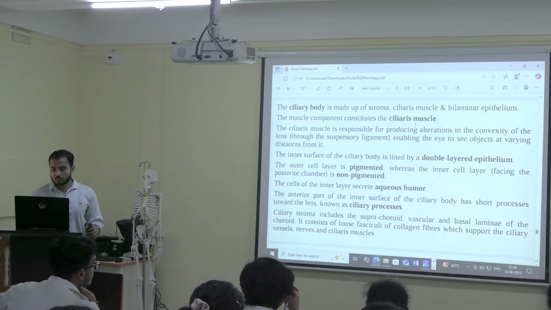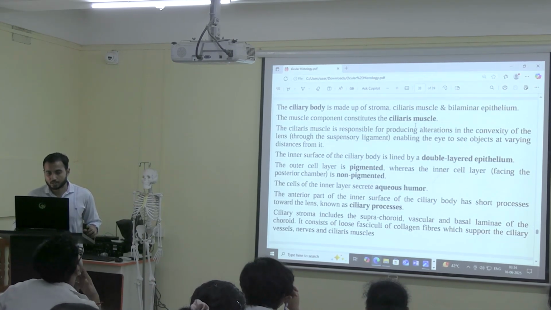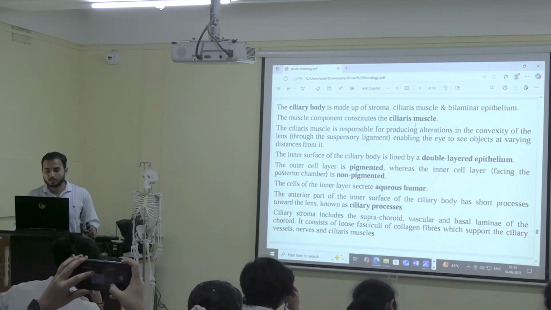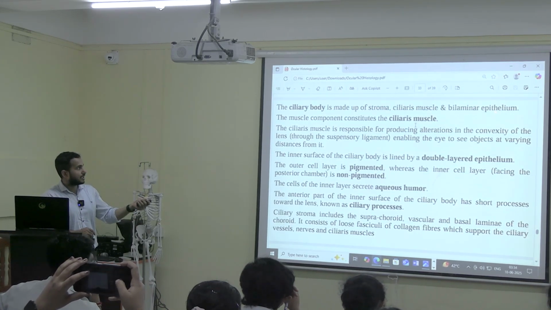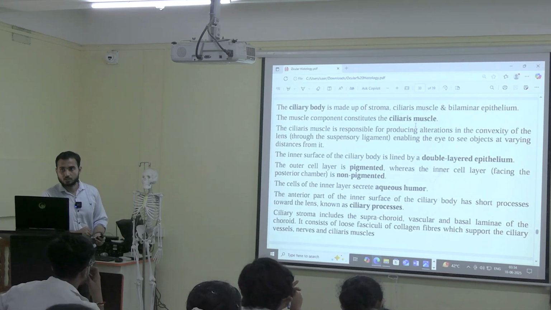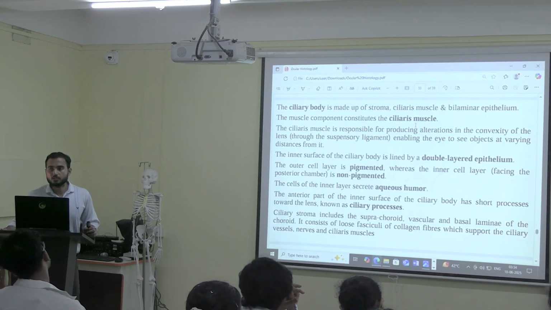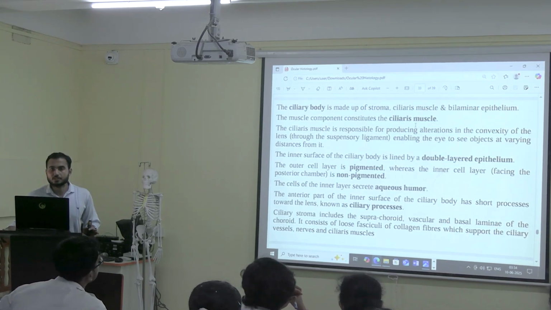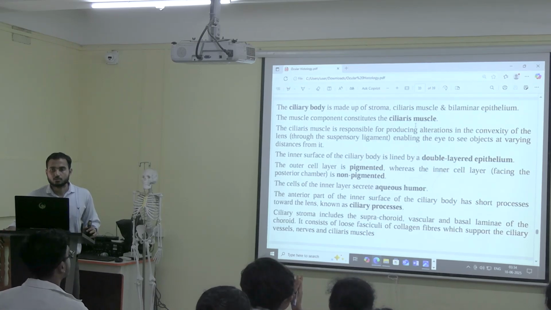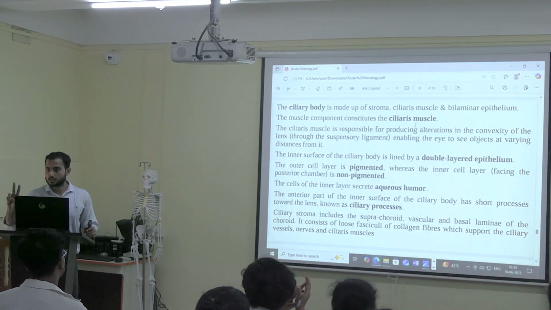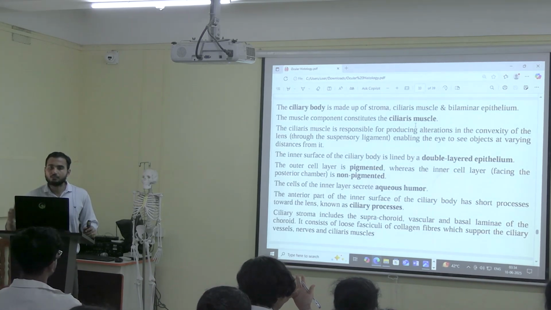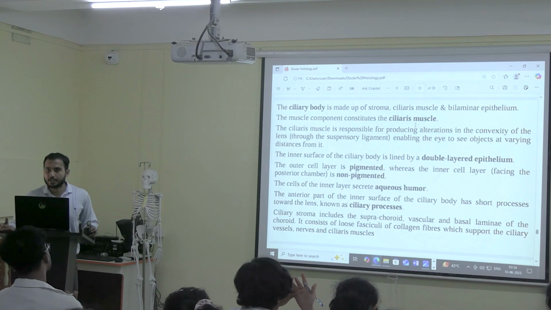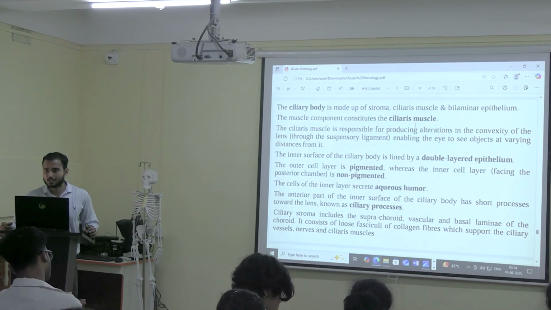Now, the ciliary body is also made up of layers. What is present in the ciliary body? Three things are there: stroma, ciliaris muscle and bilaminar epithelium. What is the meaning of bilaminar? Two layers are there. So two layers of epithelium will be there. And what else? Stroma is there, and along with that ciliaris muscles are present.